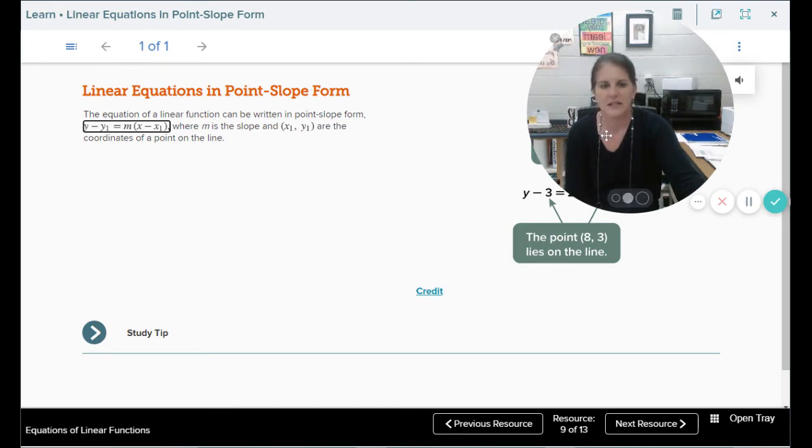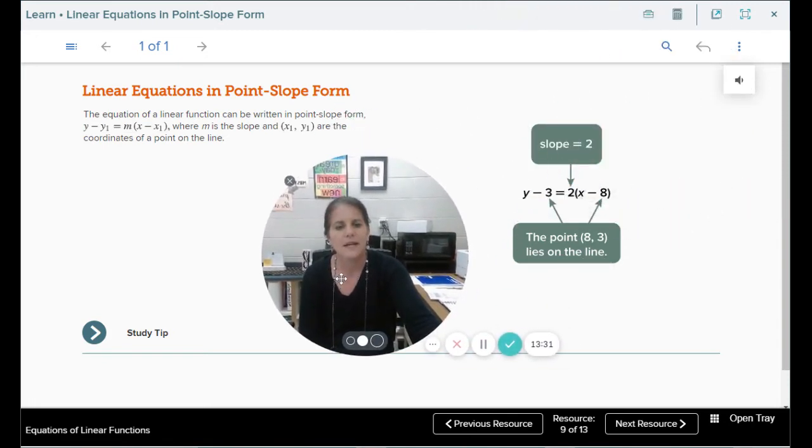So we've got this equation down here. y minus 3 equals 2 times x minus 8. My slope is 2, and the point on the graph would be x, which is 8, comma y, which is 3. And usually we always look at the sign that's in front of it, but notice the minus is a part of my formula. y minus the y coordinate, x minus the x coordinate.